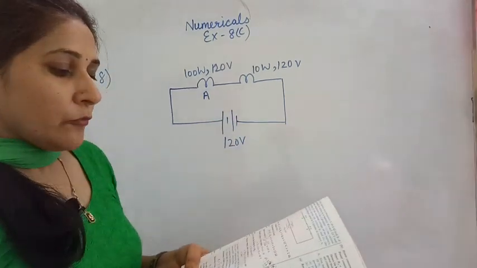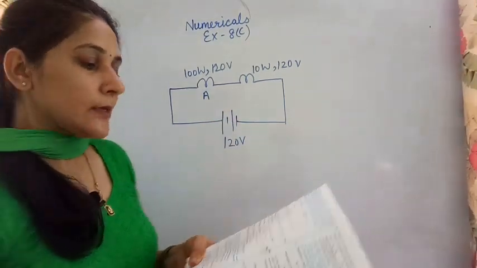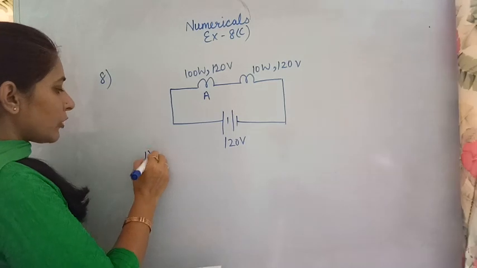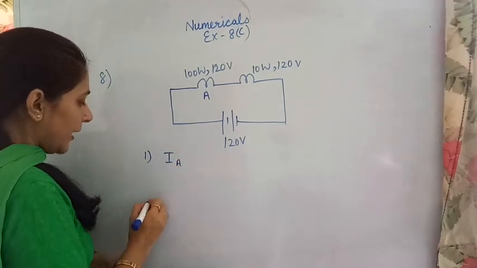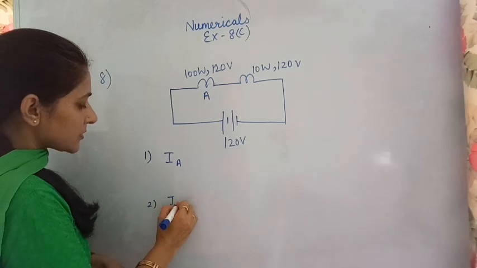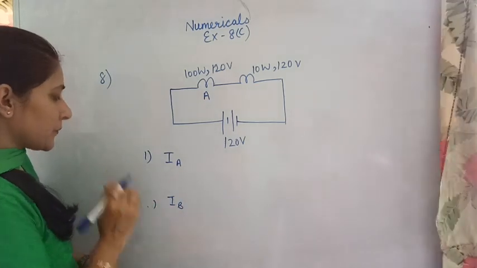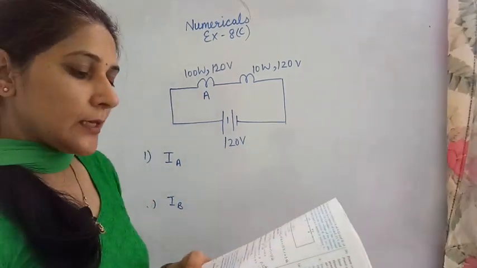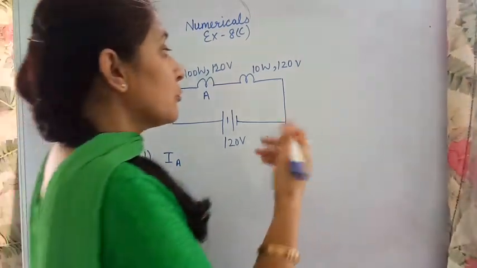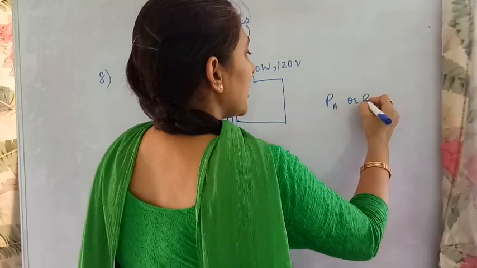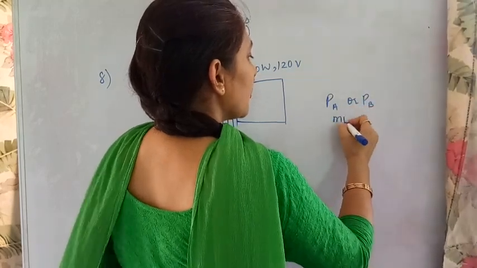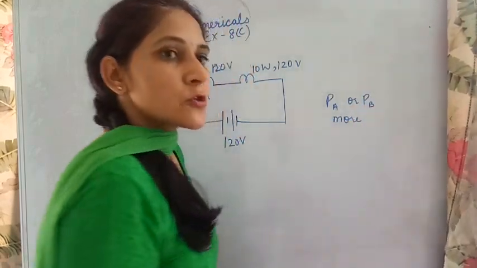Now what they are saying is calculate the current through each bulb. In the first part, we need to calculate current across A and current across B. In the second part they are saying which bulb will consume more power, power of A or power of B, which one is more. This we are supposed to find out.